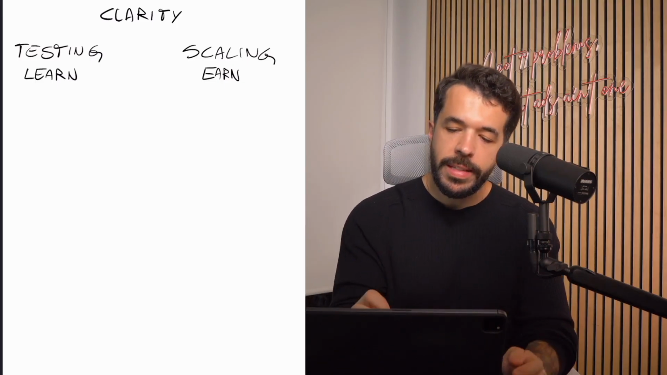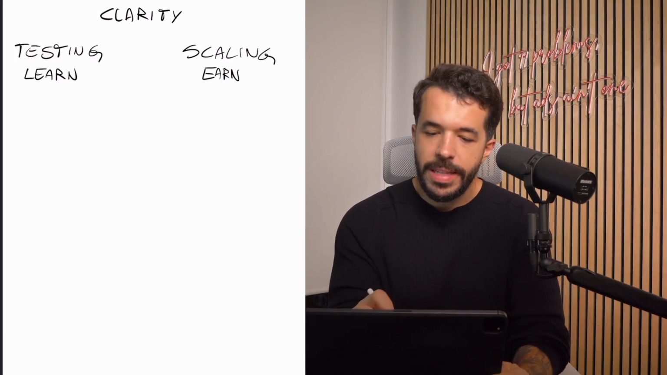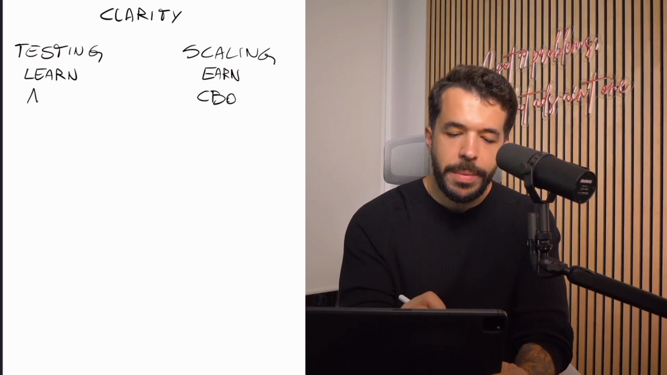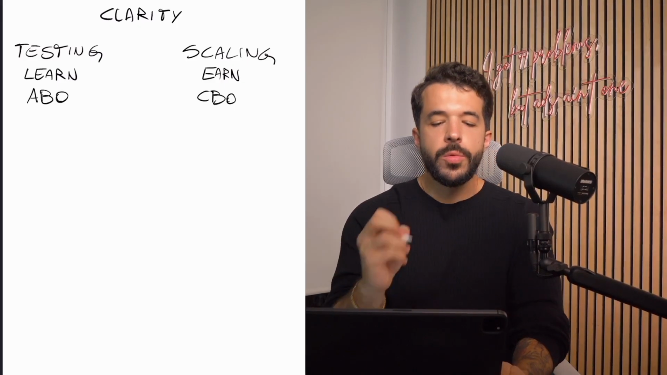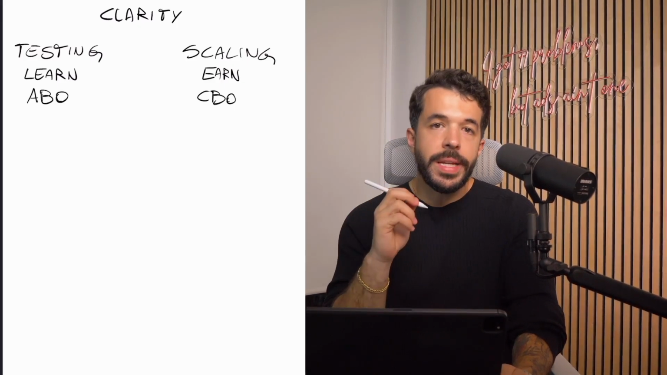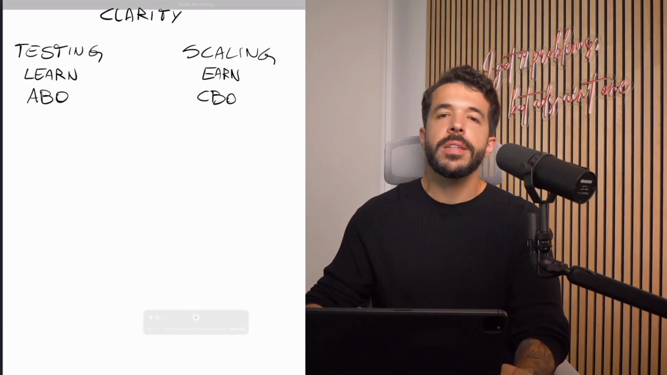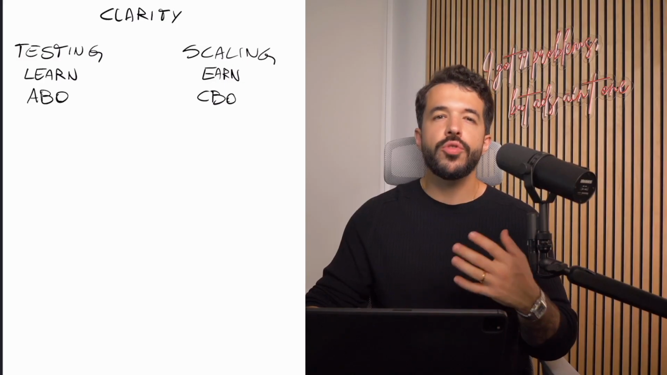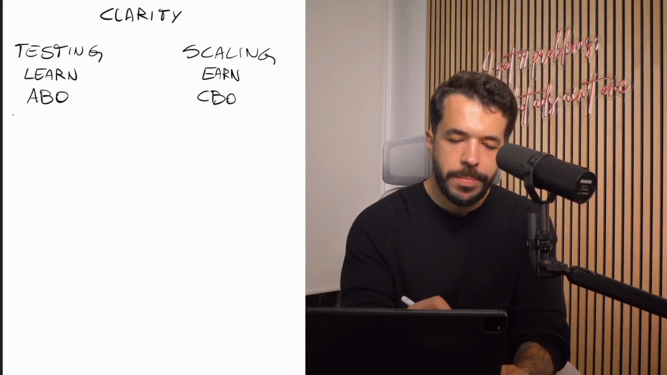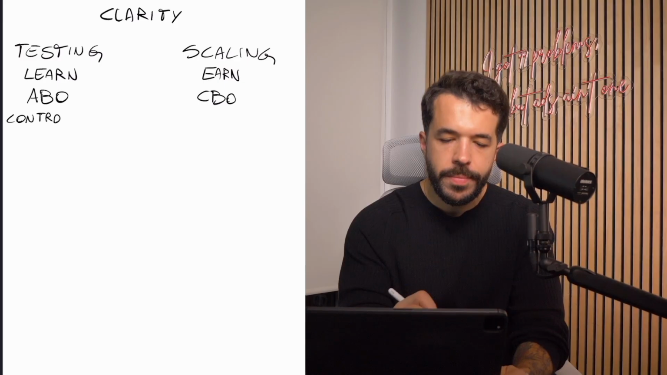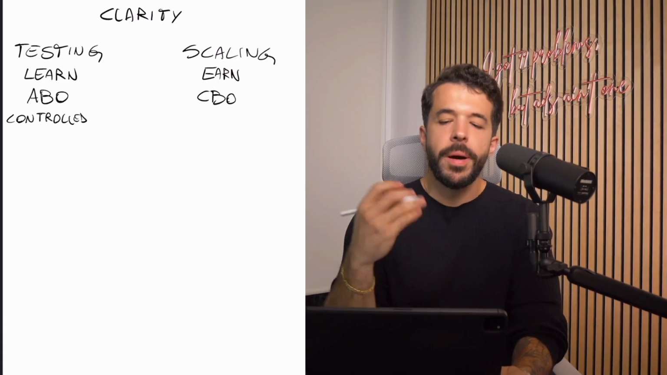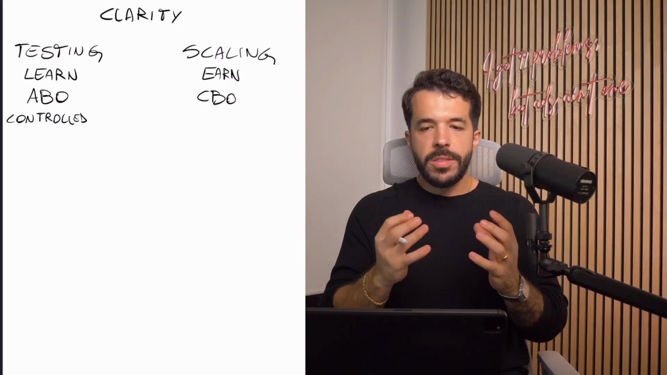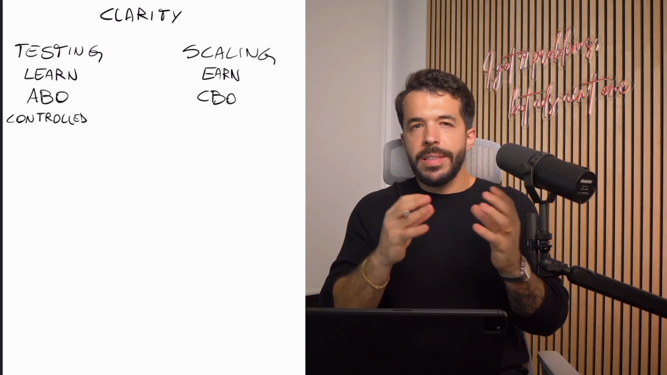Now, as I anticipated, the scaling campaign is a CBO campaign, and the testing campaign is an ABO campaign. The reason why we want the testing campaign to be an ABO is because we want to build some sort of a controlled testing environment, if that makes sense. Let's call it controlled. And this wouldn't be possible in a CBO campaign because in an ABO, the concept and all its variations compete against each other in a way.